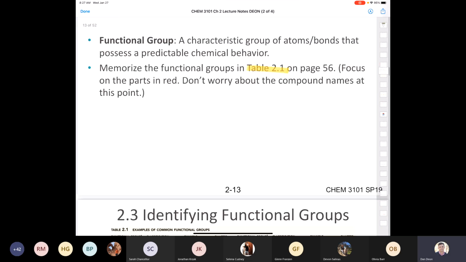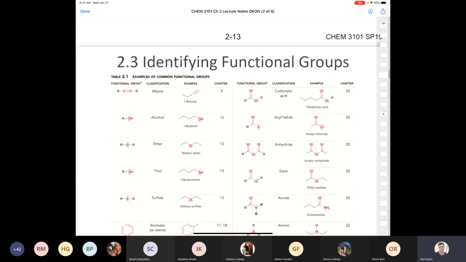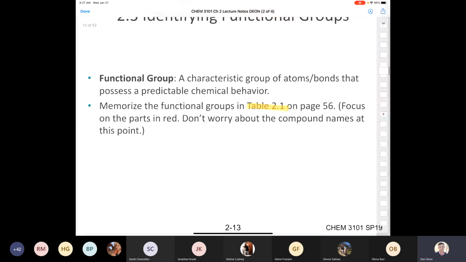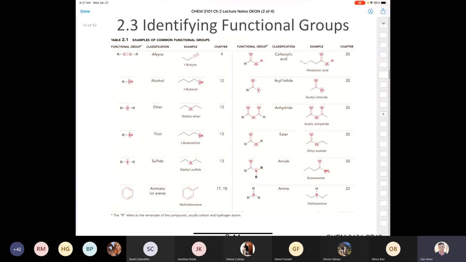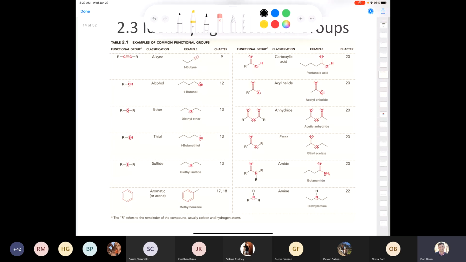Now, let's take a look at those functional groups. If you're thinking, I need to know all these, yes, but keep in mind that I said here, you don't have to worry about the compound names. You just have to know the parts that are in red. So you have to be able to recognize the functional groups. And again, I have a video where I go over all of these on my YouTube channel, and you can take a look at that, but let's take a look at it quickly.